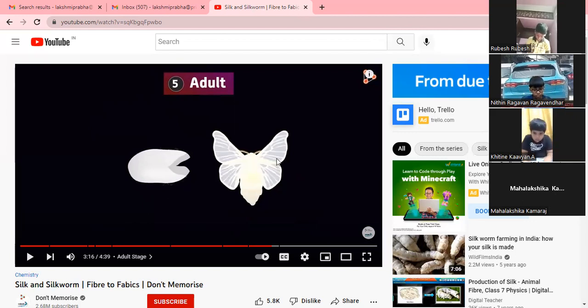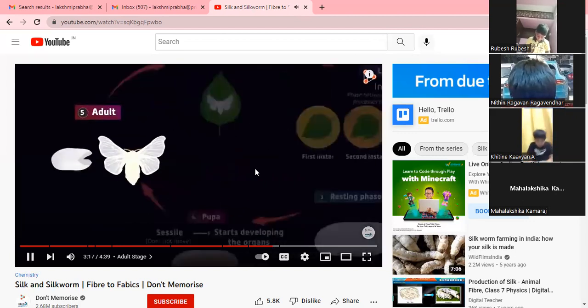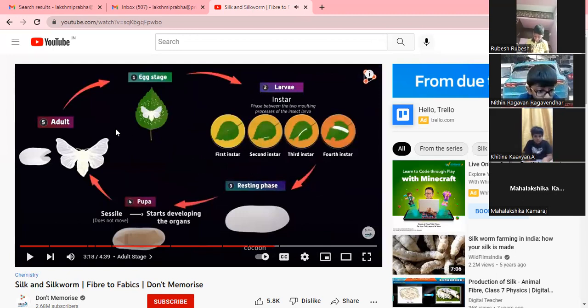So again, what is it going to do? This adult moth will go and lay eggs on leaves. Can you see the whole stages? This is the egg stage. This is the larval stage. This is a resting phase where it develops its cocoon. Then pupa. Then adult moth. Clear? From this only we are going to obtain silk threads, and from that silk material will be prepared.